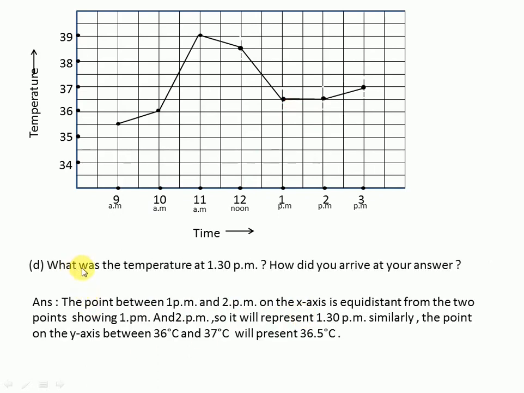Next question, what was the temperature at 1:30 PM? How did you arrive at the answer? 1:30 means, see here, 1 PM, here is 2 PM. We already saw that the lines of the graph are equidistant. So in between 1 PM and 2 PM, this line shows the time 1:30 PM. Because this line shows the same temperature, the temperature at this time is the same as at 1 PM and 2 PM, that is 36.5. Write down this answer in your own sentence.